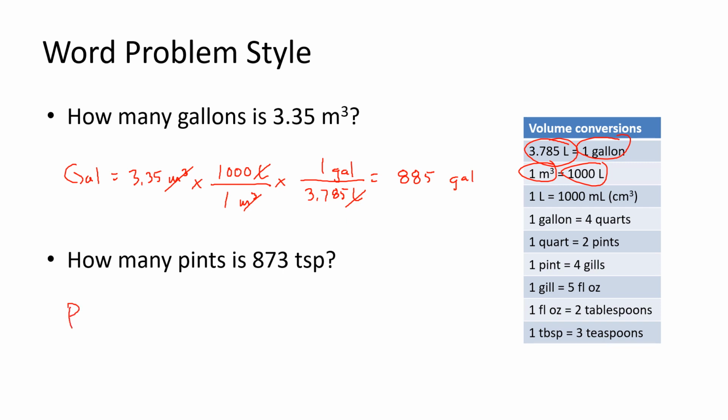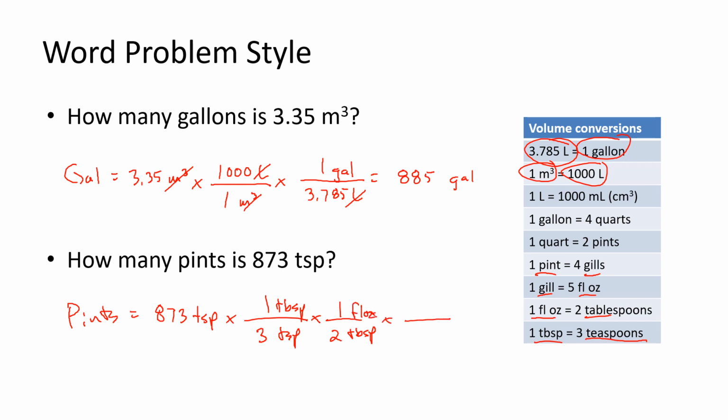Last one. How many pints? We're looking for pints. And we have 873 teaspoons. Well, let's see what we can do here. We've got teaspoons here. We're going to go to tablespoons, tablespoons to fluid ounces, fluid ounces to gills, gills to pints. Okay, so there are 3 teaspoons in 1 tablespoon, and there are 2 tablespoons in 1 fluid ounce, and there are 5 fluid ounces in 1 gill, and there are 4 gills in a pint.